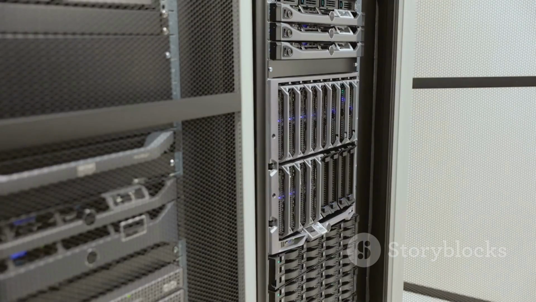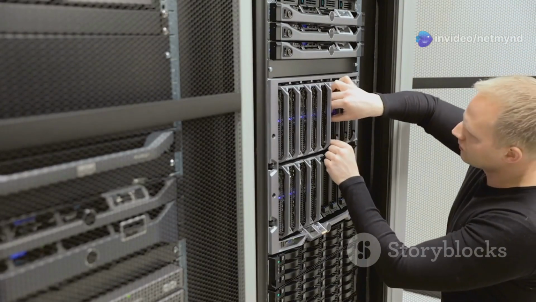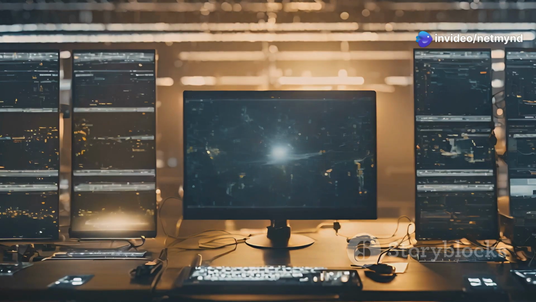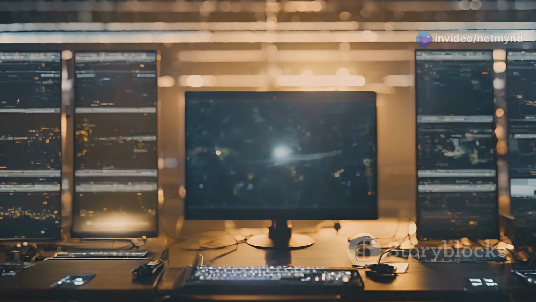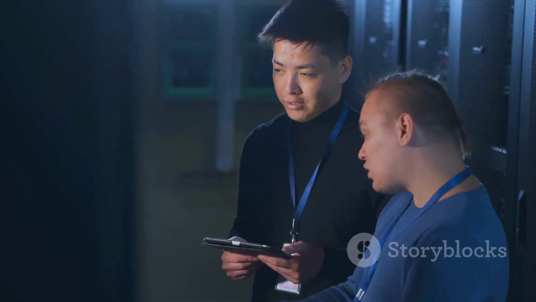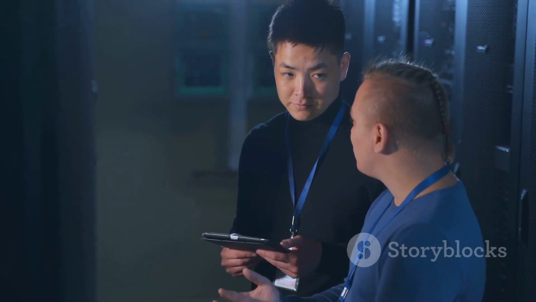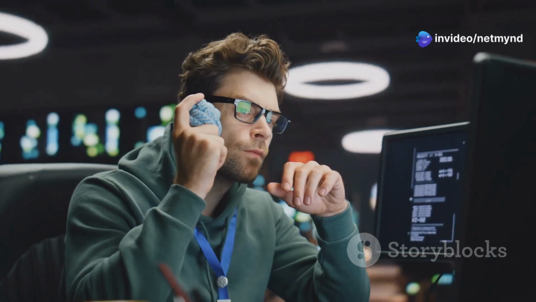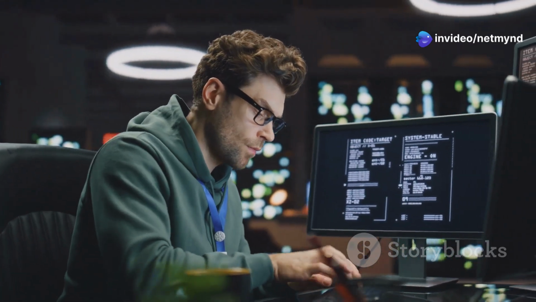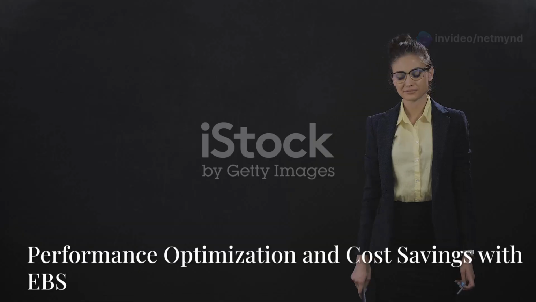Hard disk drive, or HDD, volumes are a cost-effective option for applications that require less performance but need high capacity. They are ideal for throughput-intensive workloads like streaming, log processing, and big data analysis. Choosing the right volume type is crucial for optimizing performance and cost. EBS provides tools and guidance to help you make informed decisions based on your specific workload requirements.